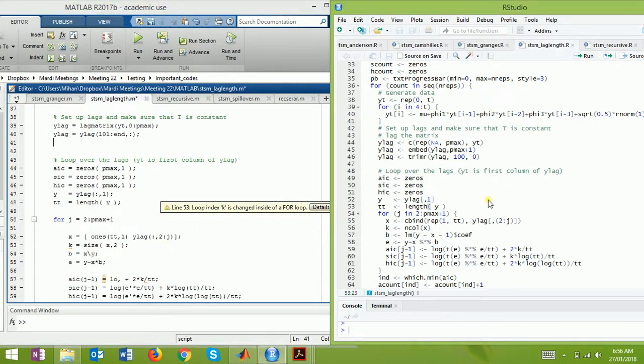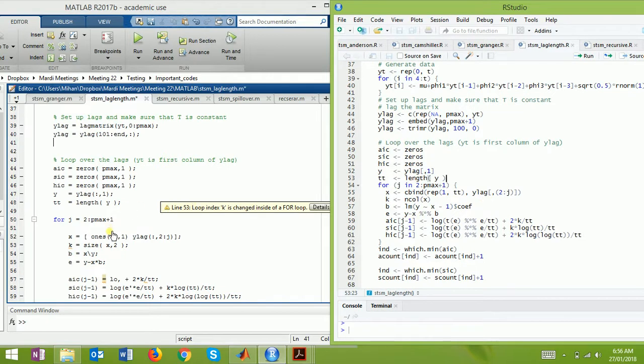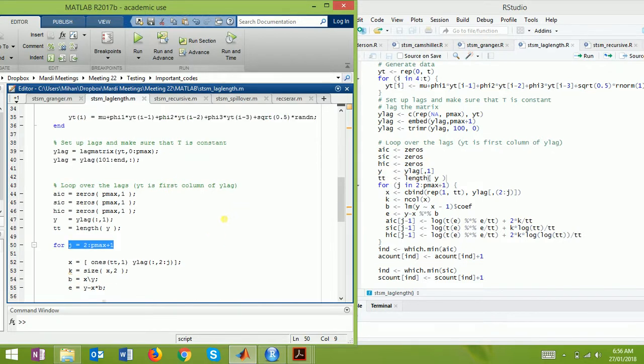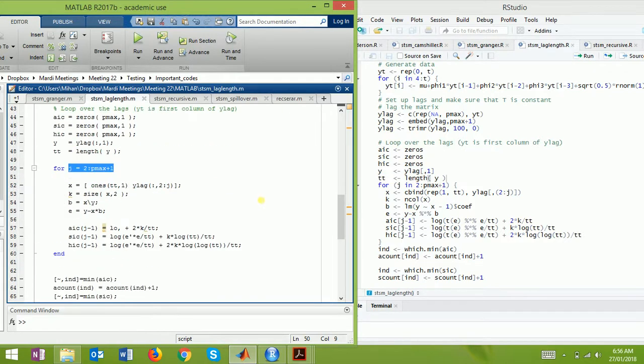How do you do the loop here? Because j starts from 2, t minus 2. Basically this is log likelihood function, and we know that in estimating autoregression or moving average parameters we do start from 2. So and then in log likelihood we do 1 to t minus 1. So 2 to p max plus 1.